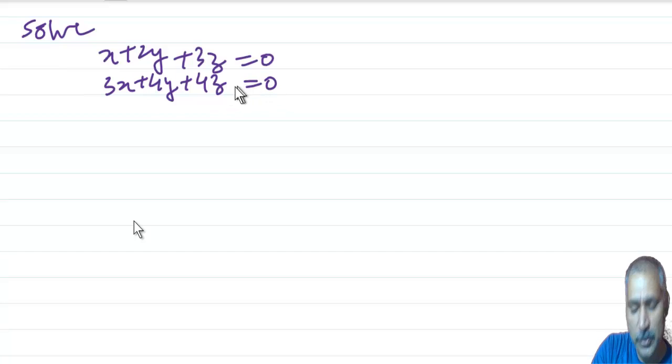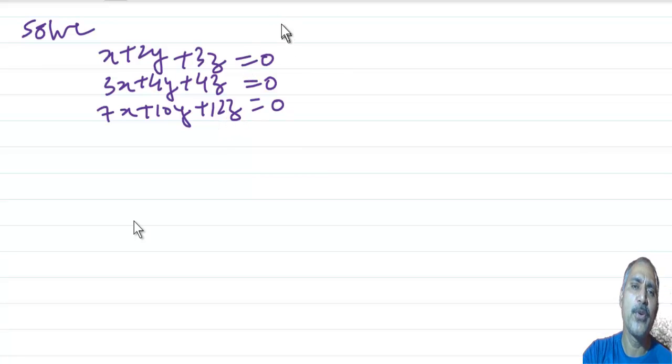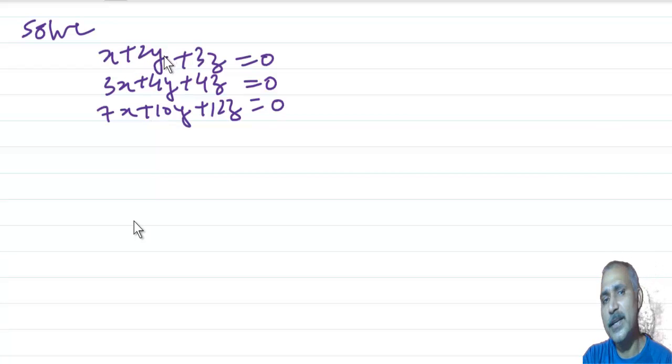Solve. The first equation is x + 2y + 3z = 0. The second equation is 3x + 4y + 4z = 0, and the last one is 7x + 10y + 12z = 0. Now if you look at the right side, all the right side terms are 0. The left side terms are the variable terms, that is x, y and z terms.